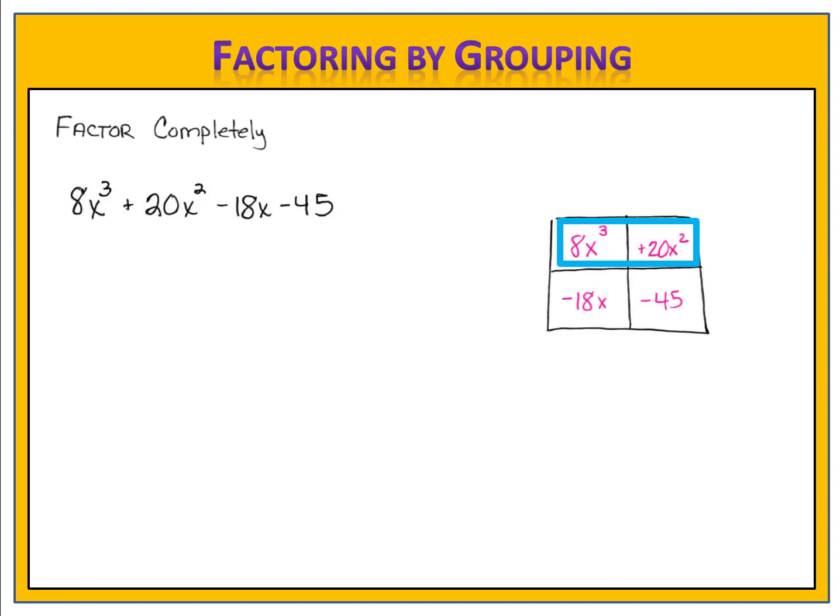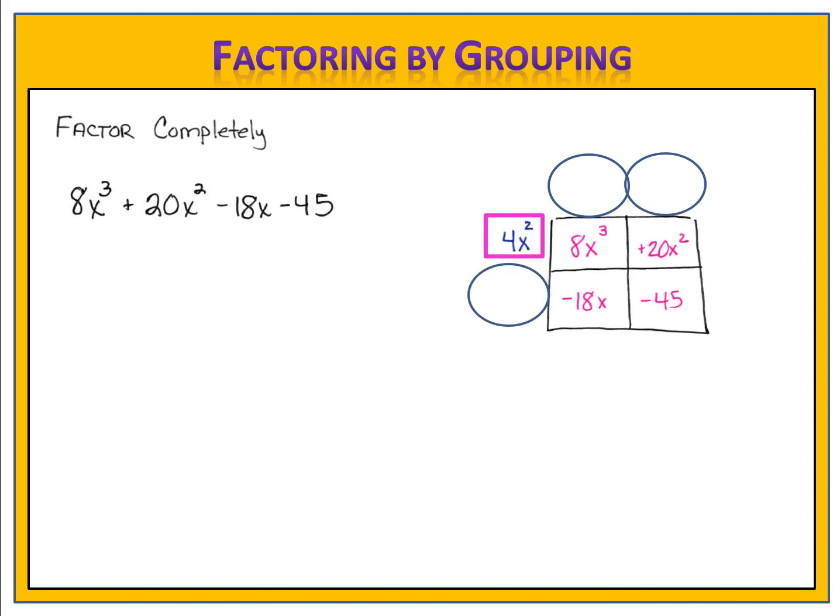What is the greatest common factor of 8x^3 and 20x^2? 4x^2, so we write that out front. Now we use multiplication to fill in the additional spots around the grid. 4x^2 times what equals 8x^3? Well, 4x^2 times 2x. So we put 2x in the first position.